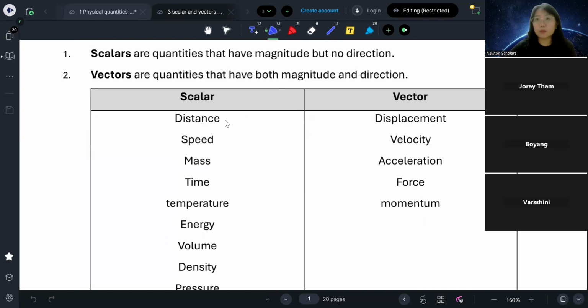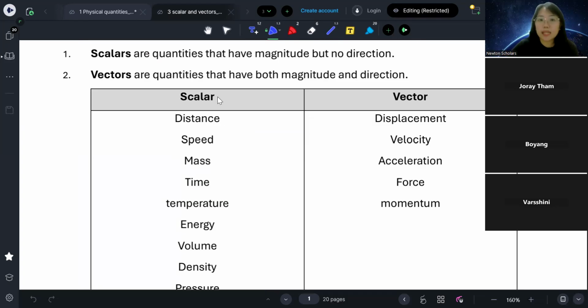Distance is the total path. I don't care how you move, I don't care from where to where. I just want to know the total path that you travel. But displacement is different. I need to know your starting point, I need to know your ending point, I find the shortcut way, and I need to know the direction.